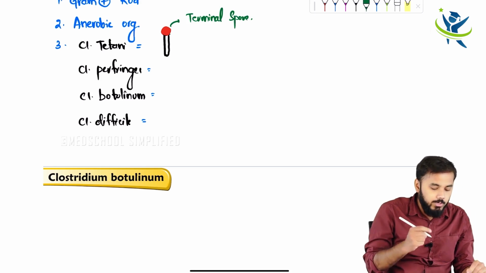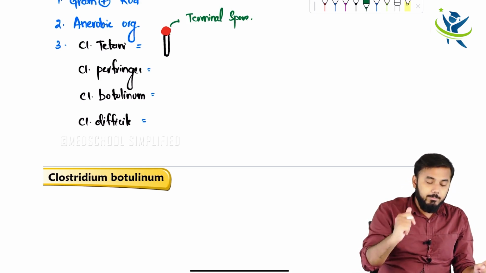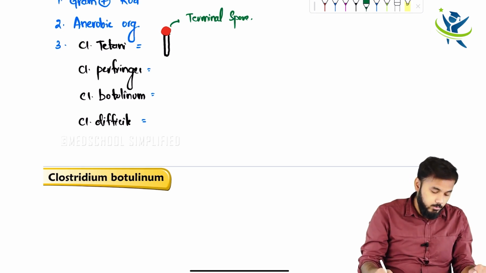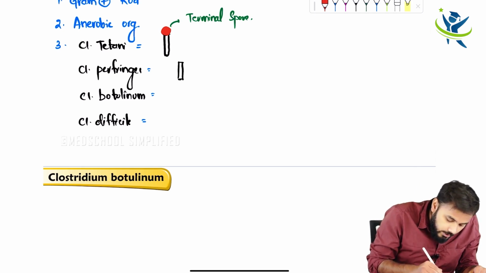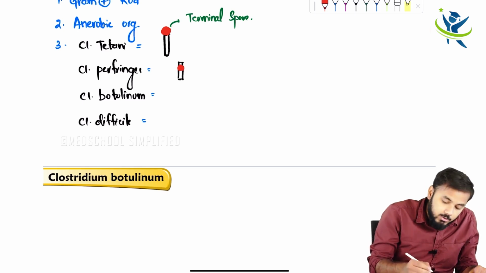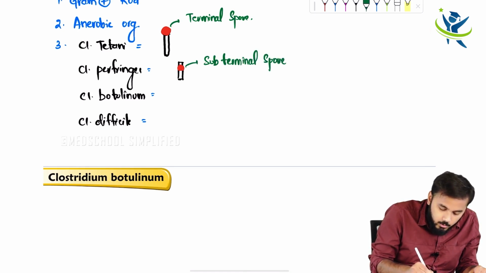So if I ask you in Clostridium tetani, where is the spore located? It is at the terminal point. That is why it is called terminal spores. Now when you look at Clostridium perfringens, where is the spore located? It is located here, below the terminal part. So can I call it subterminal spore? This is called subterminal spore.